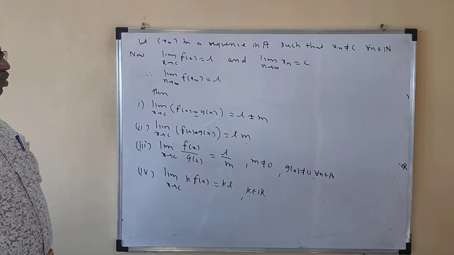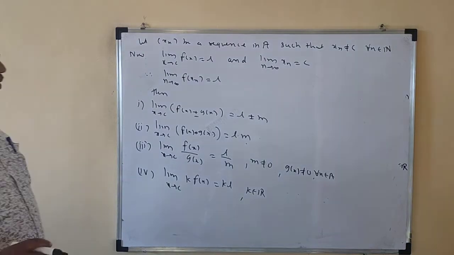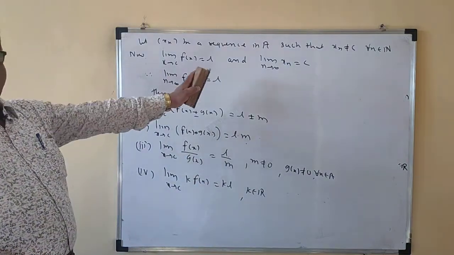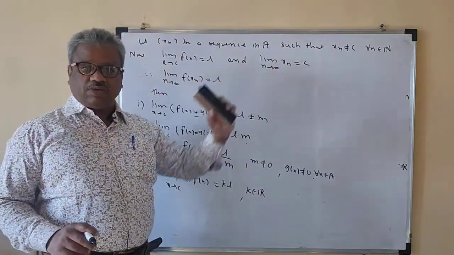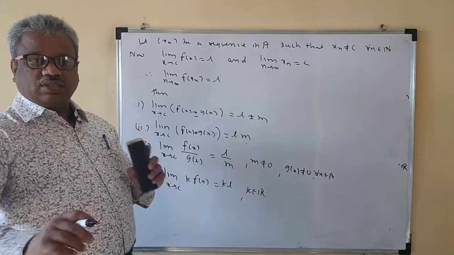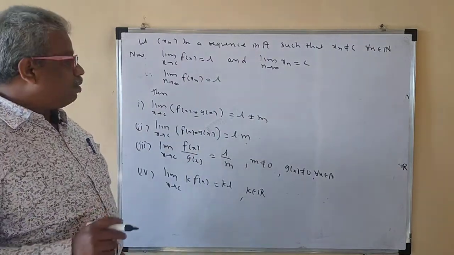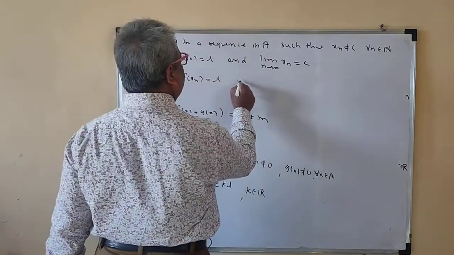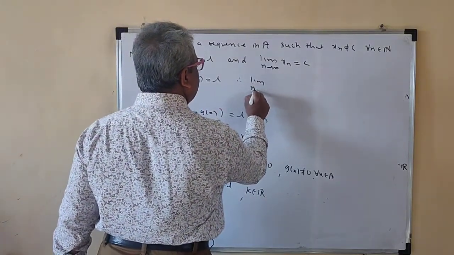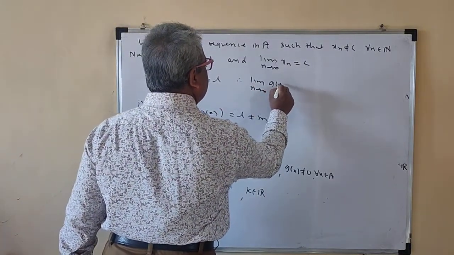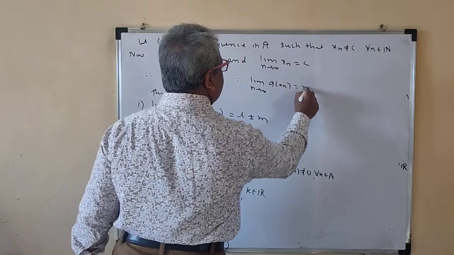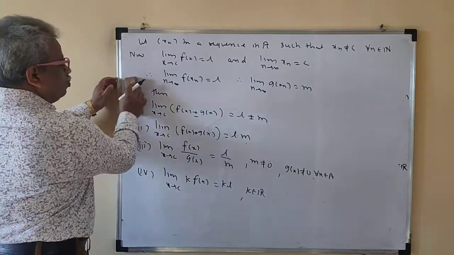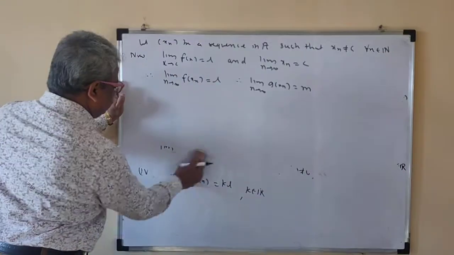That is the convergence and divergence criteria that we have seen. If the limit exists and xn is a sequence in A which is convergent to c, then f of xn is also convergent to L. So that we have seen, and we have proved this also. Therefore limit n tends to infinity, g of xn is also M. Okay, so we'll prove the first one now.